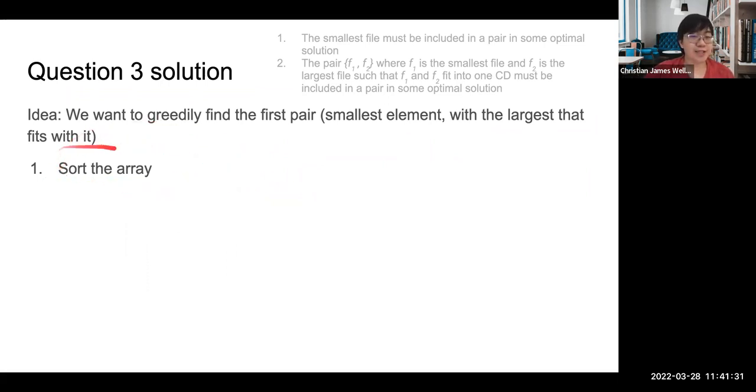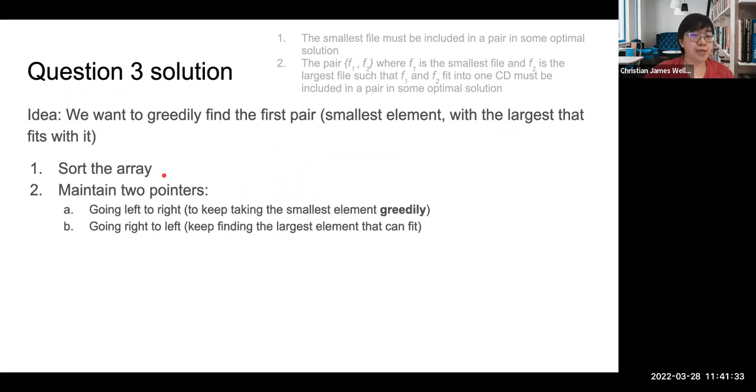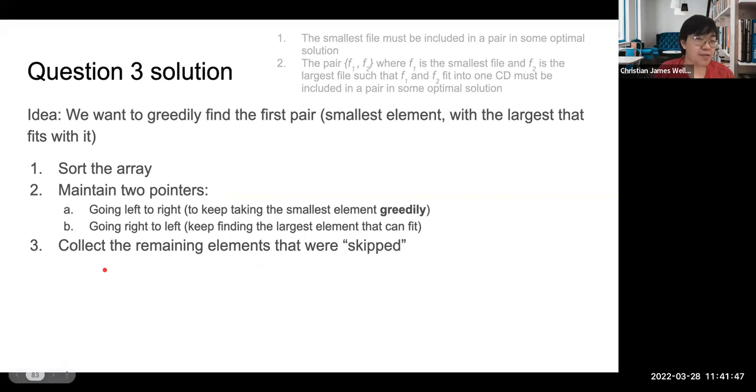So typically, sorting the array is the first step that you do, and you maintain two pointers where one goes from left to right. This is to keep taking the smallest element greedily, and going right to left is to keep finding the largest element that can fit. Then at the end, we collect the remaining elements that were skipped.